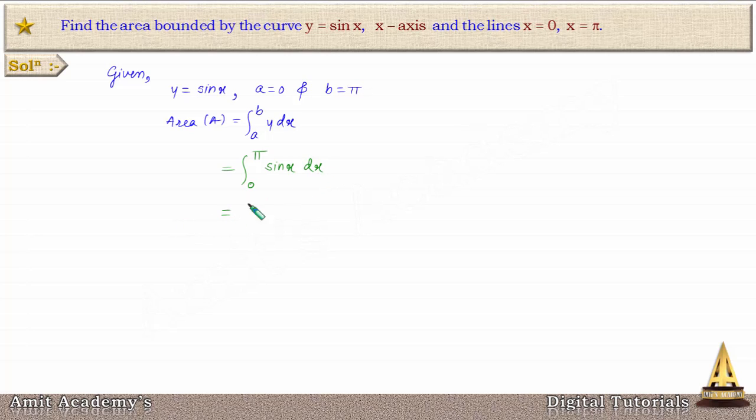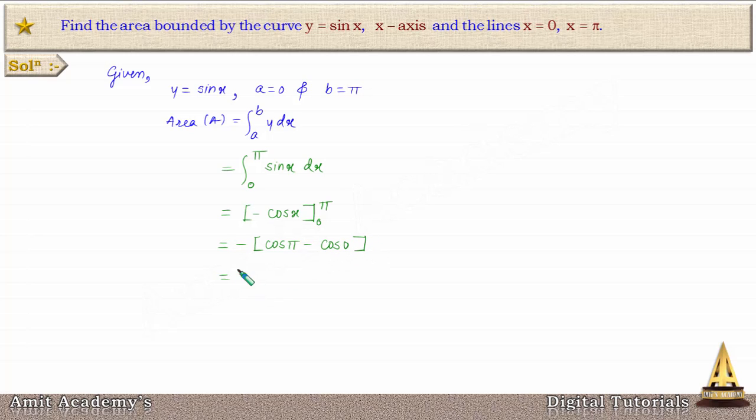So is equal to, now student, we know that integration sine x dx is minus cos x. And the limits are from 0 to pi. So is equal to, I'm writing this minus sign outside this bracket, so I'll get minus in bracket. For this x, first we have to write the upper limit, then minus, we have to write the lower limit. So I'll get cos pi minus cos 0.